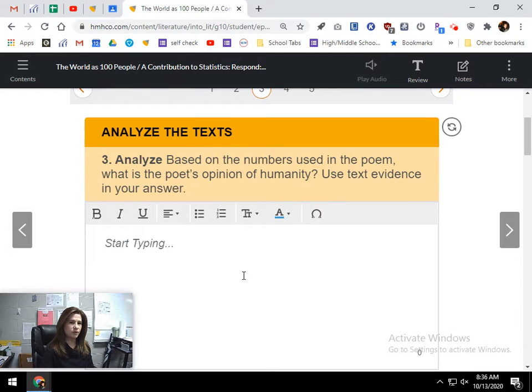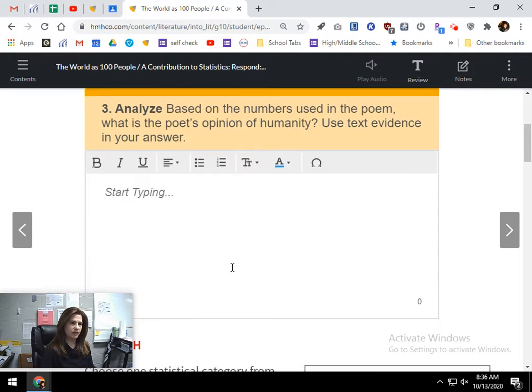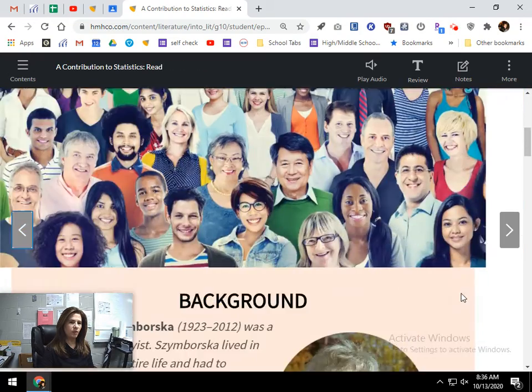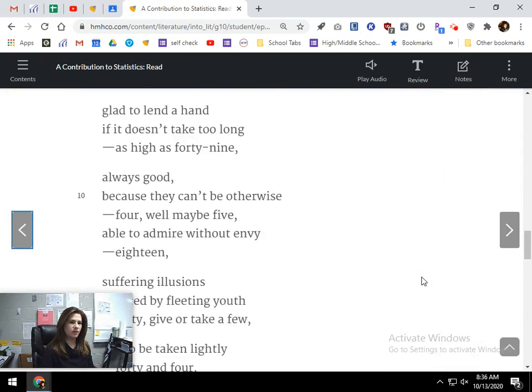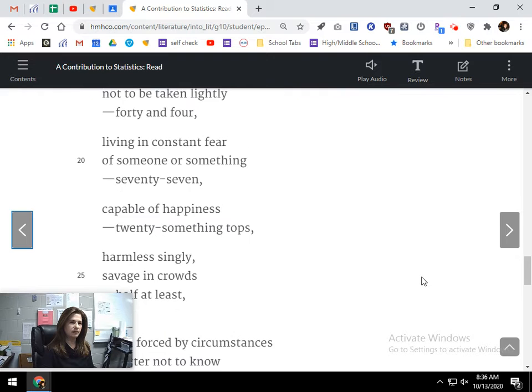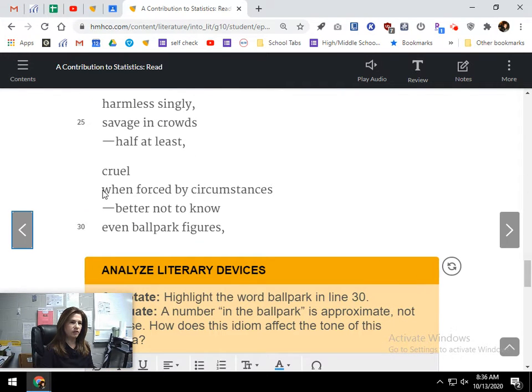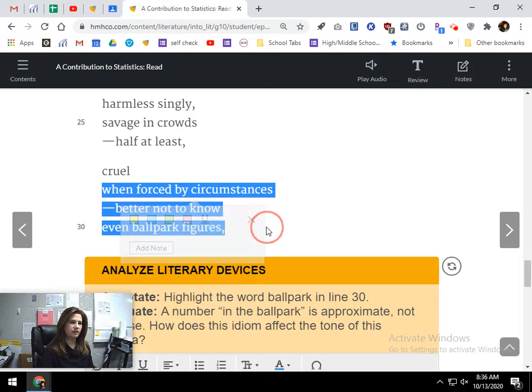Now we're switching over to the poem. Based on the numbers used in the poem, what is the poet's opinion of humanity? You do need to use text evidence in your answer. So I would go back to the poem. This would be a good thing to use for your text evidence.